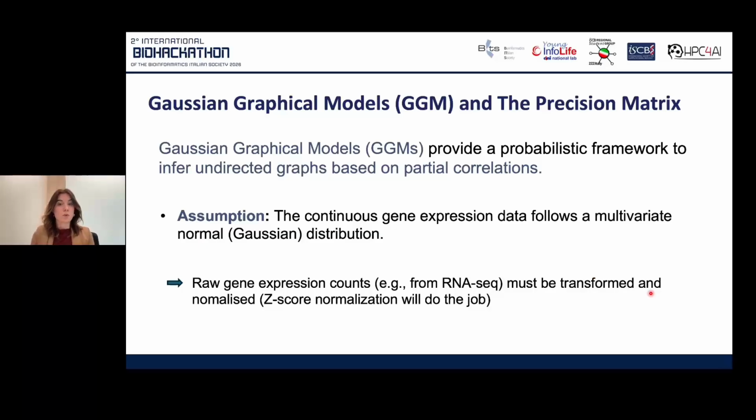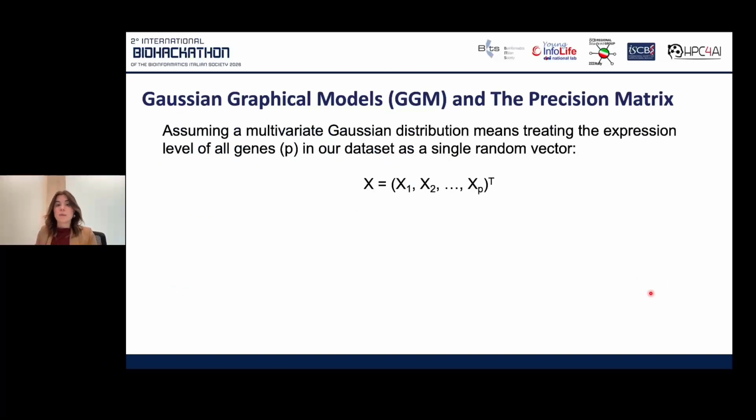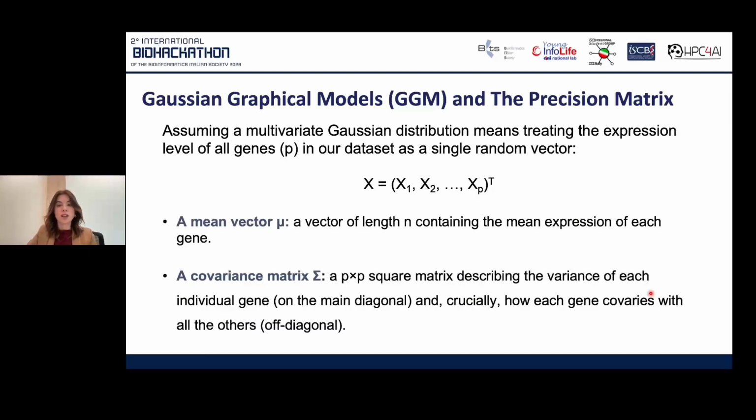So again, if you work with raw RNA-seq data, you will have to transform your data again to make it normal. Now, assuming a multivariate Gaussian distribution means treating the expression level of all genes in our dataset as a single random vector. Until now, we spoke about single genes, and therefore we were talking about univariate Gaussians. If a univariate Gaussian is described by the single mean value and the single variance, the multivariate Gaussian will be simply described by a vector of means and a covariance matrix.